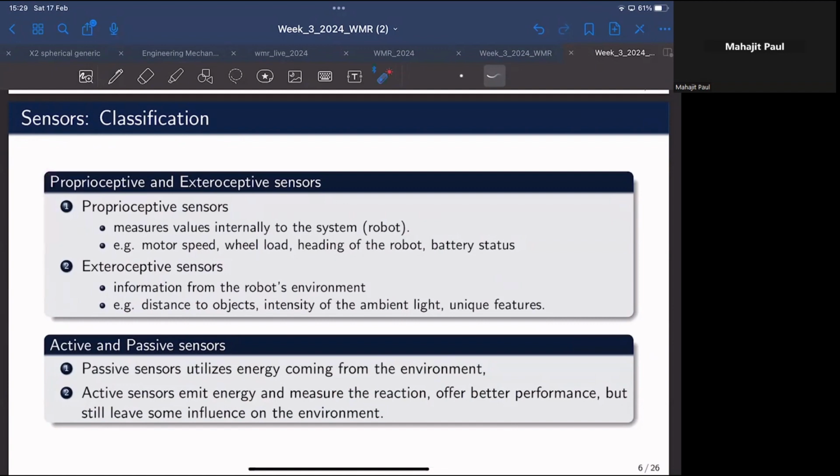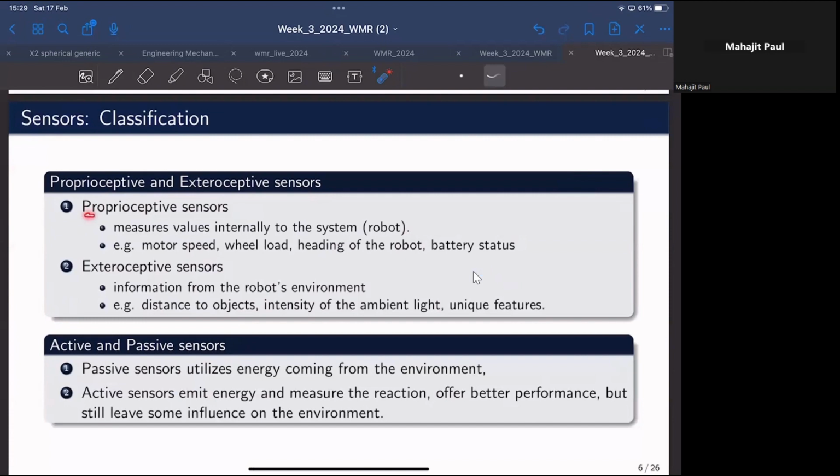But we will cover the key points, such as how various sensors can be classified. If you can recall, there are two key ways to classify a sensor. One is whether it is a proprioceptive or an exteroceptive sensor. The other is whether the sensor is active or passive. So these are the two different ways of classifying sensors. We'll go through each of them one by one.